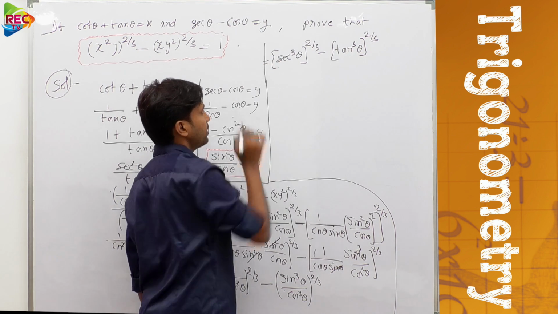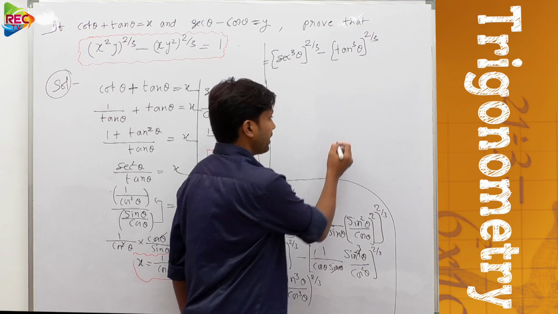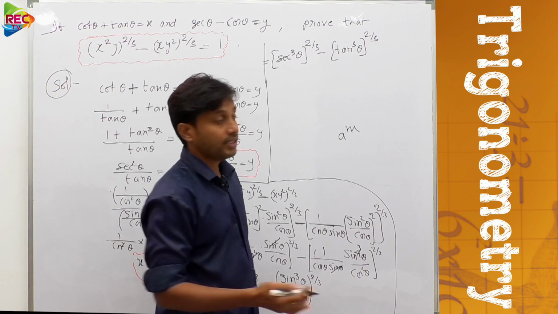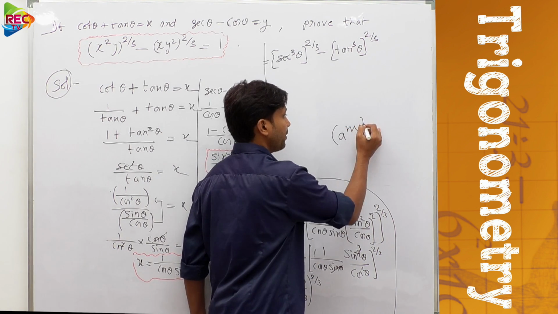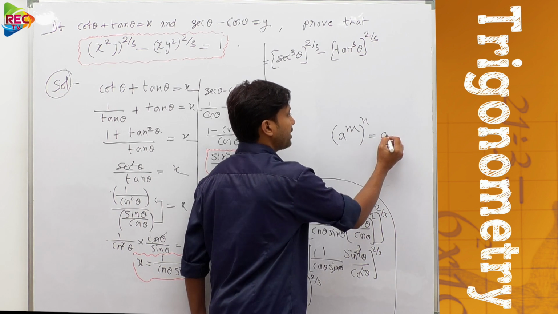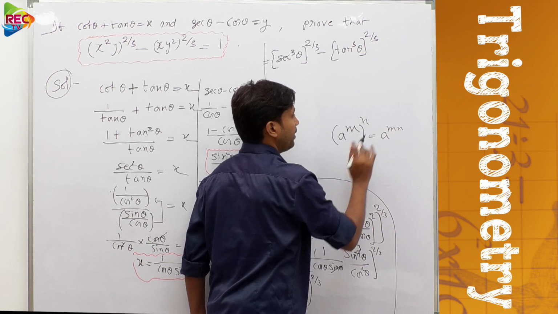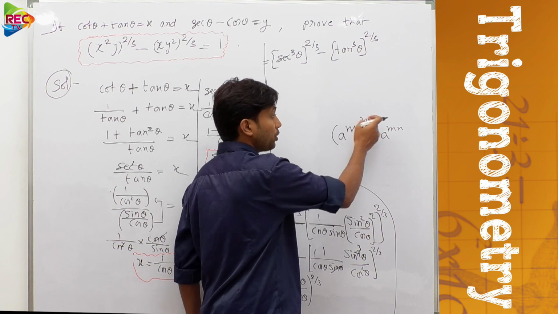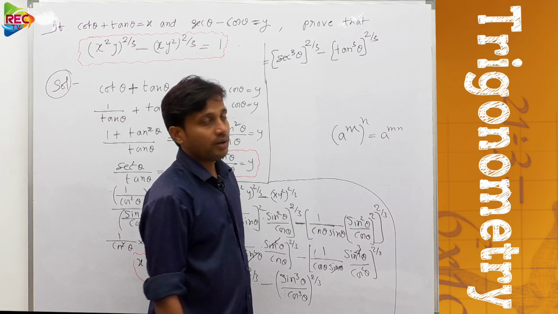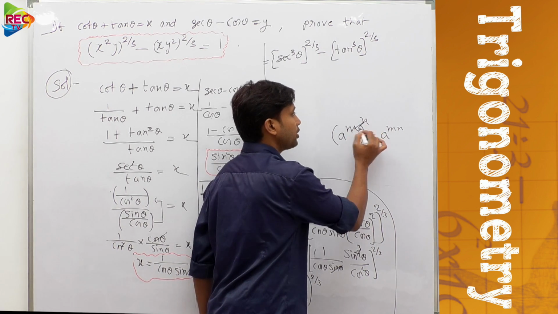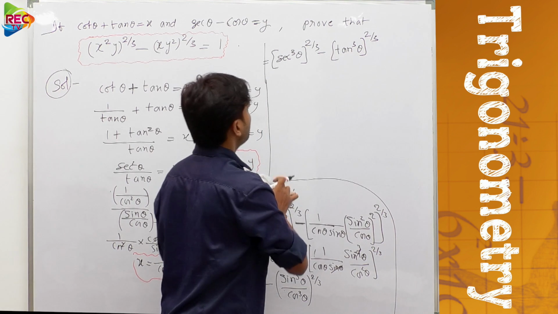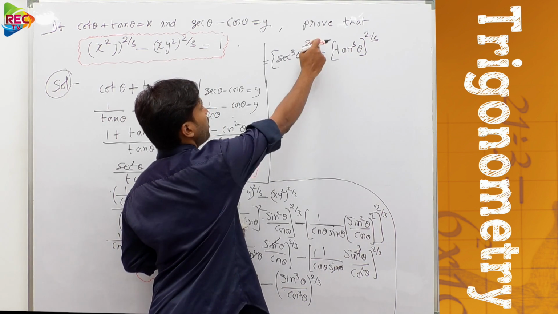Okay, just see, I am recalling one law of exponents once again: a to the power of m whole to the power of n can be written as what? a to the power of mn. Means when the power to the power property is there, what can we do? Here we can multiply these two powers. Here also this is written in the same form or not? Here secant cube theta whole to the power of 2 by 3.